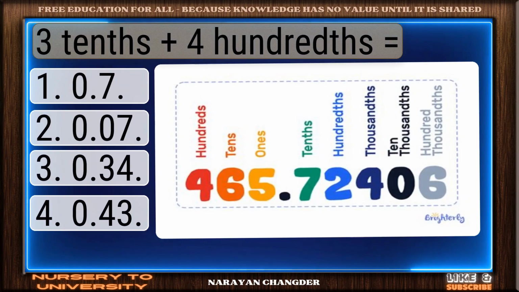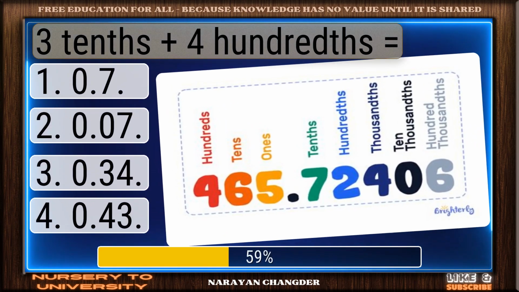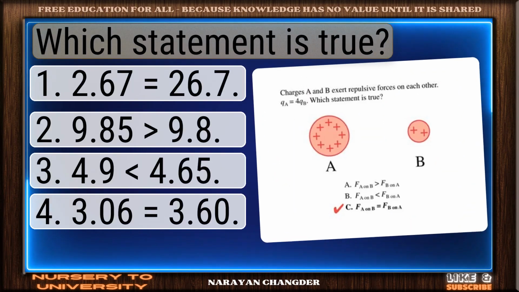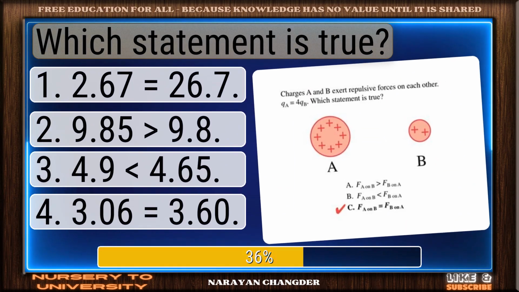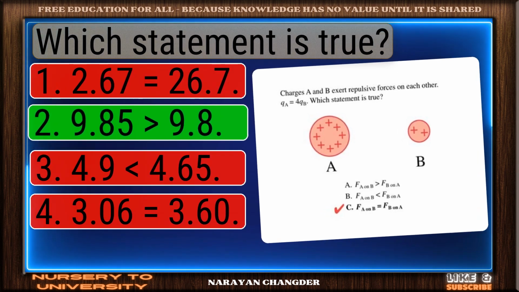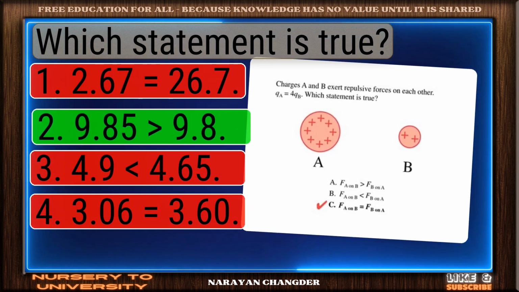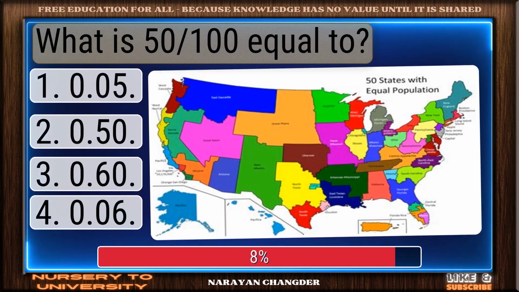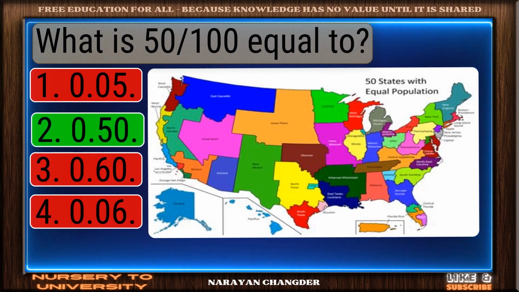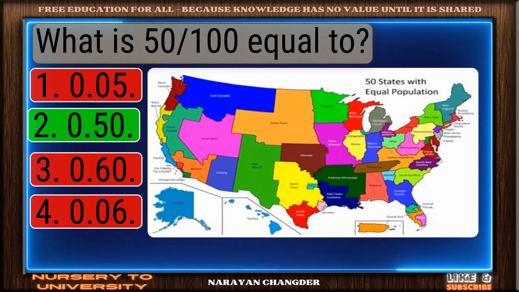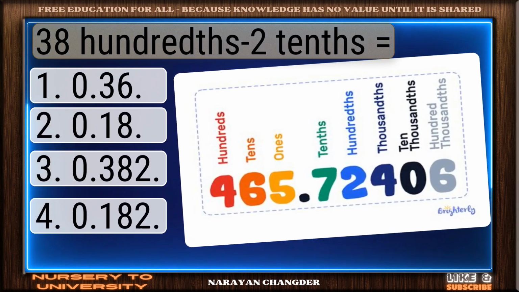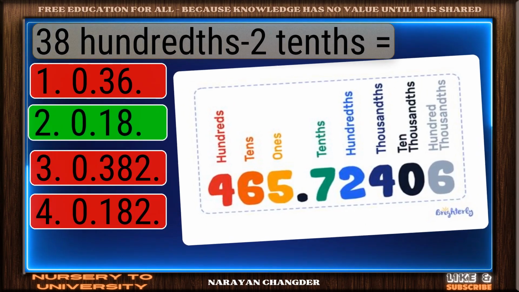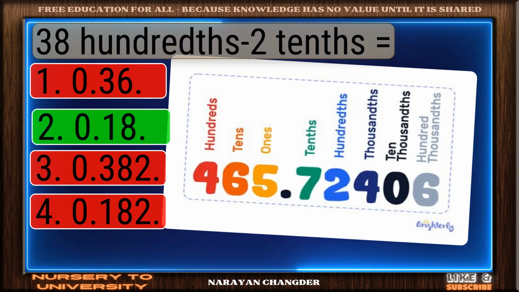3/10 plus 4 hundredths equal to. Correct. 0.34 is the right answer. Which statement is true? Well reasoned. 9.5 to 9.8 is the correct choice. What is 50/100 equal to? Solid response. 0.50 is a valid choice. 38 hundredths 2/10 equal to. Right again. 0.19 is a valid answer.